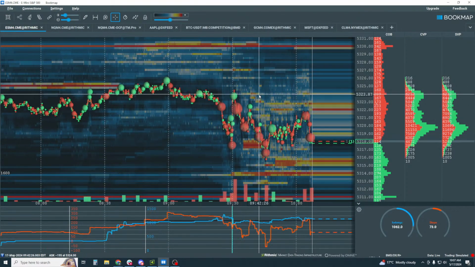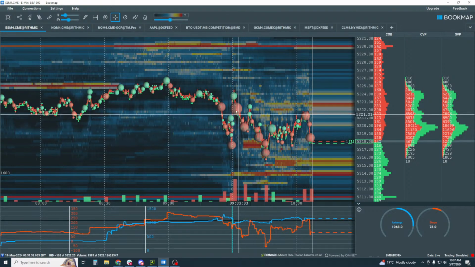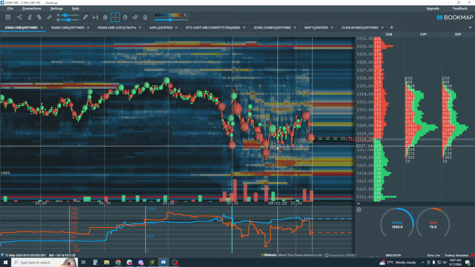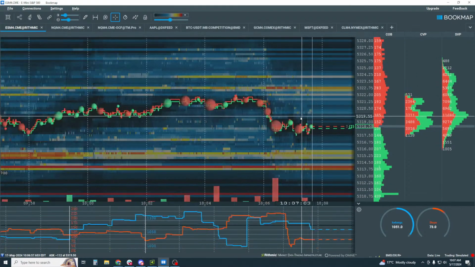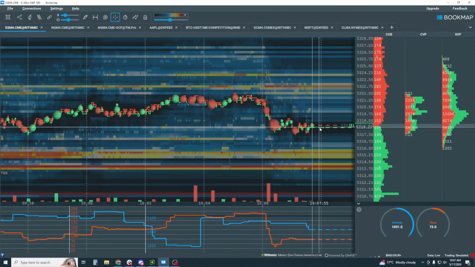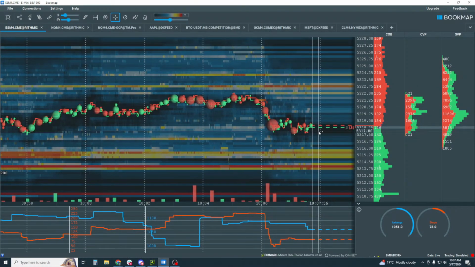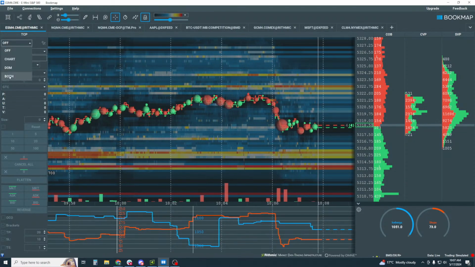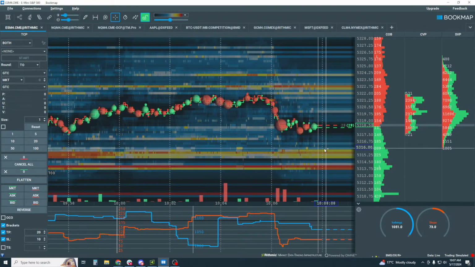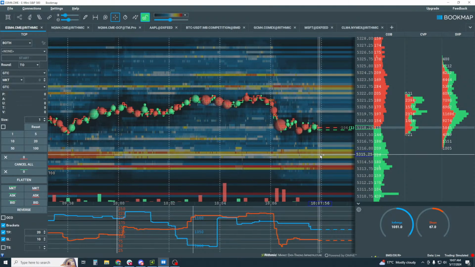Now, the majority, though, as you can also see, are sellers. Look at the red dots. Look at the red bars down here. We did not make a higher high here. So let's look for some more selling. And we're looking for them to hit the bid and into maybe this liquidity down here.